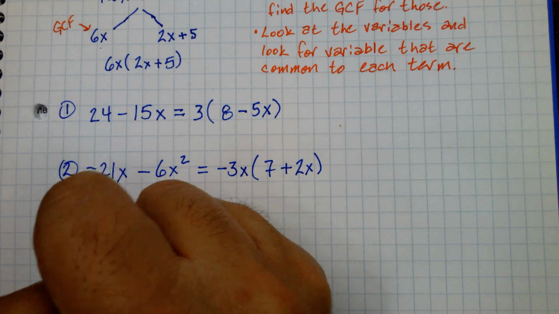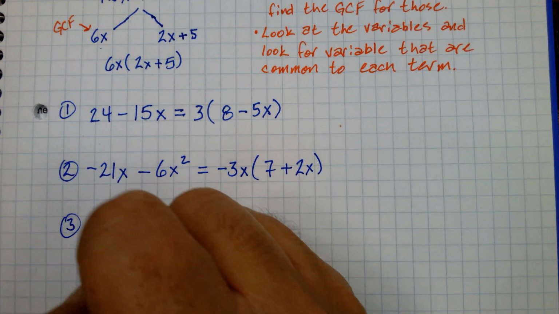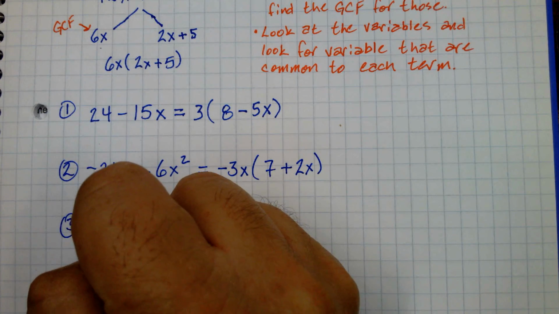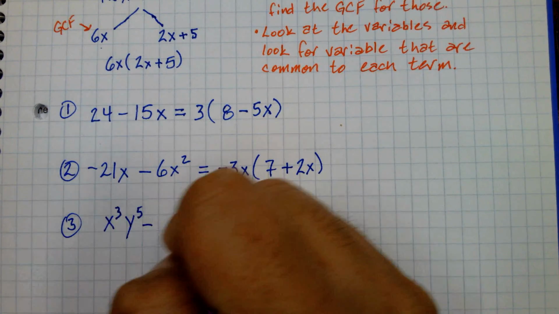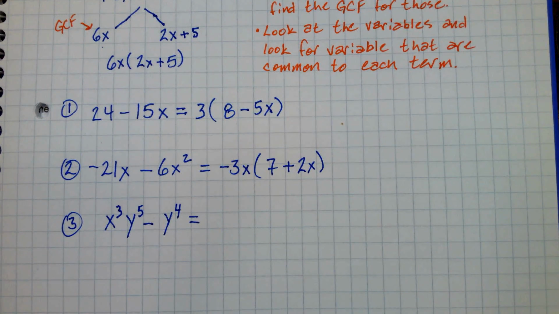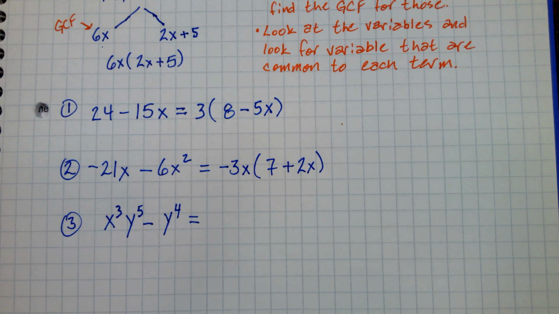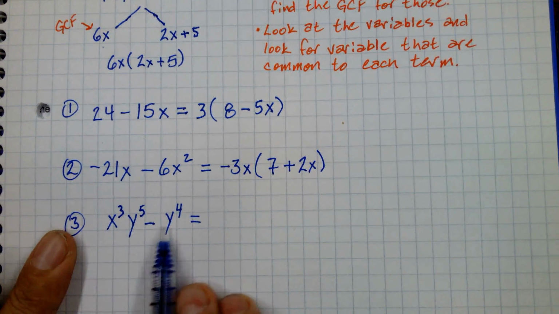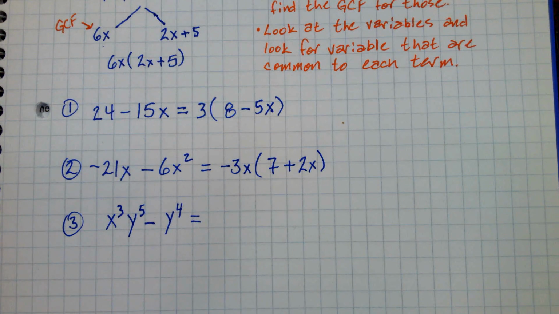Let's try this one. X cubed y to the 5th minus y to the 4th. Are there, besides the number 1, because 1 could factor out of everything, right? Because I have a 1 here, 1 there. I could always take out a 1. Do you see what coefficients can I pull out besides 1? What coefficients? Numbers. Besides 1, none. So we don't have any numbers there.